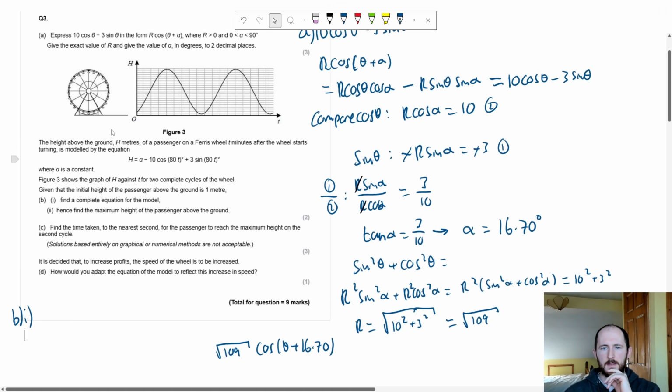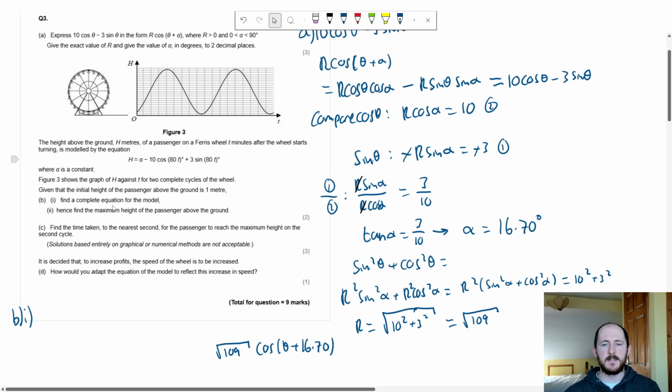So for part B, let's read it. The height above the ground, h meters, of a passenger on a Ferris wheel, t minutes after the wheel starts turning, is modelled by this equation, h equals alpha minus all of this. Figure 3 shows the graph for 2 complete cycles. It says find a complete equation and then hence find the maximum height.